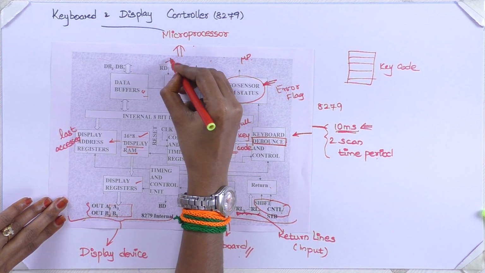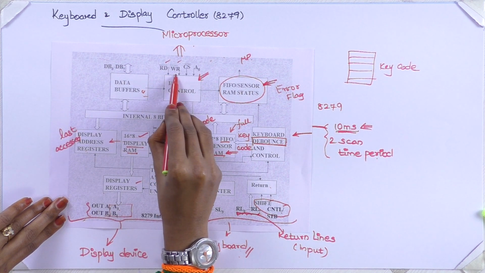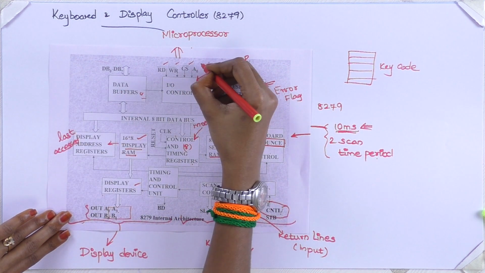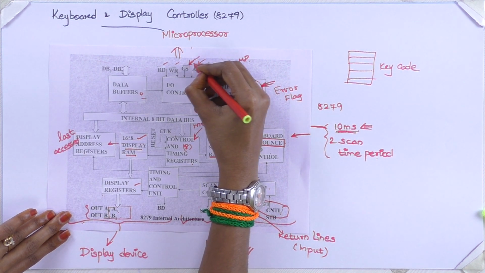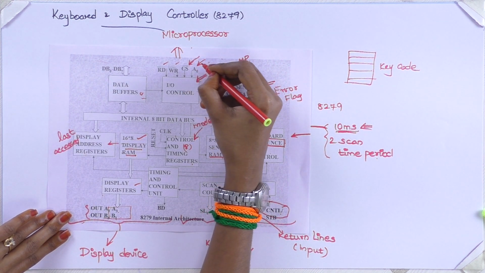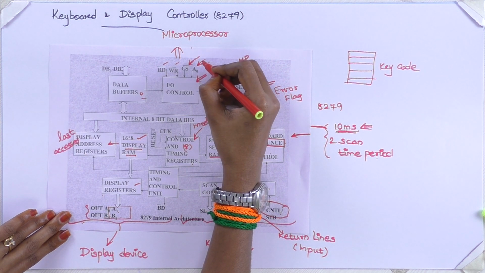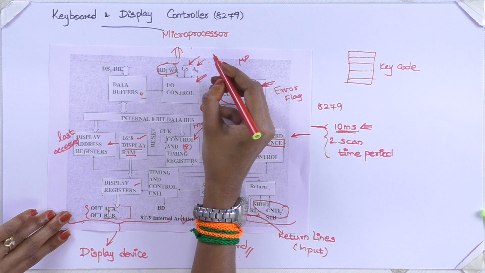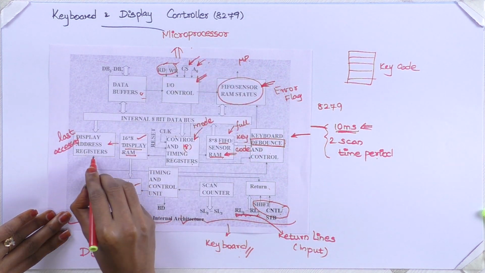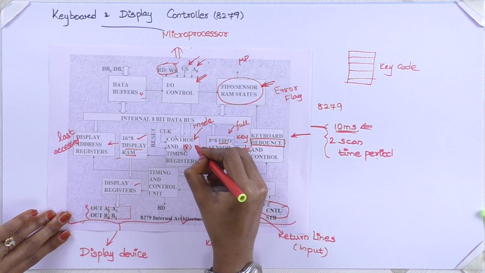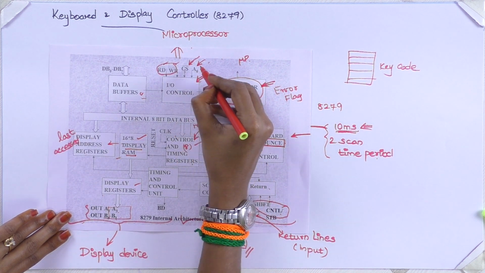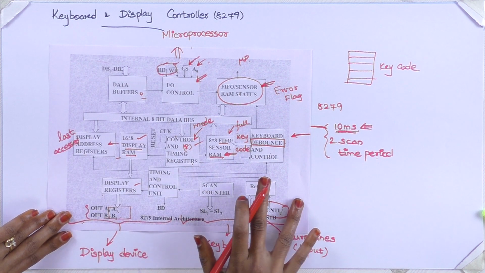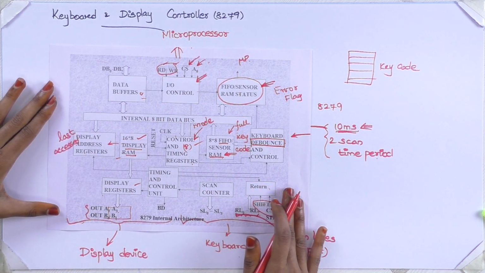Whether we are writing or reading will be indicated by the read and write bar signals. Then chip select enables this 8279, and A0 as well. Chip select and A0 will decide whether I am reading or writing, whether I am giving the data to the display RAM or to the command register. That is decided by A0. So this is the explanation for the whole 8279 architecture.